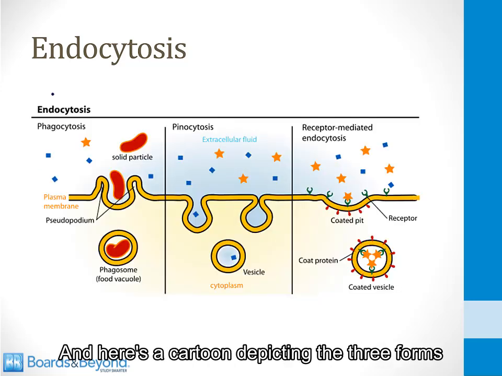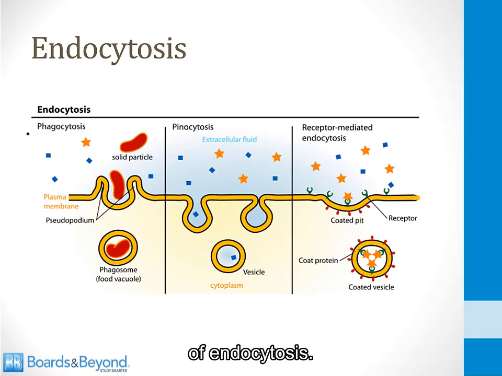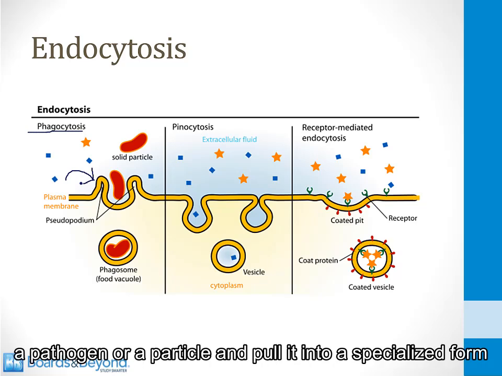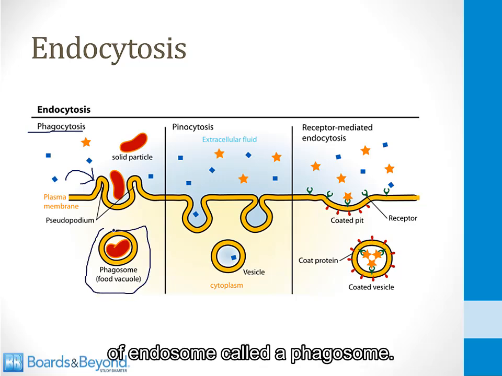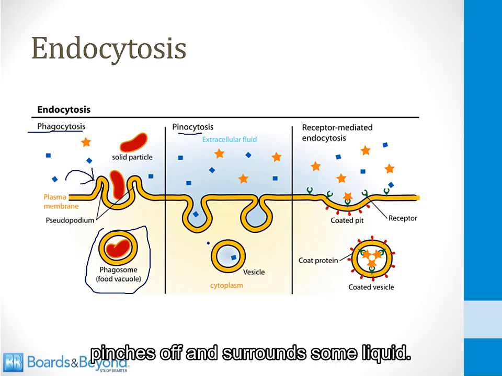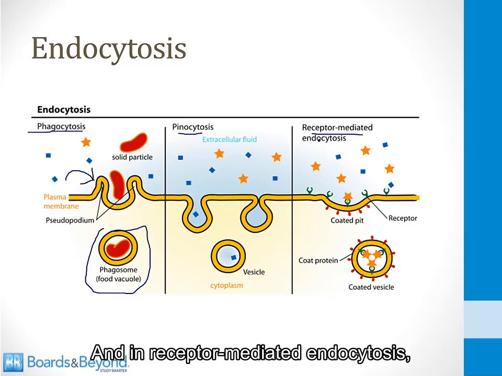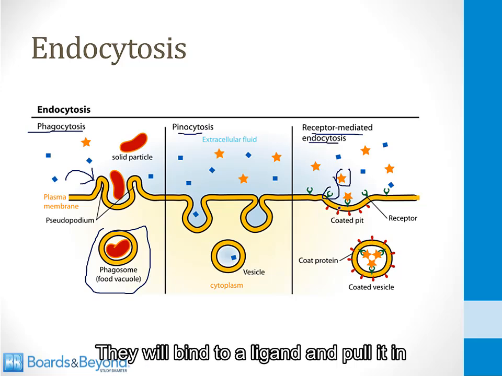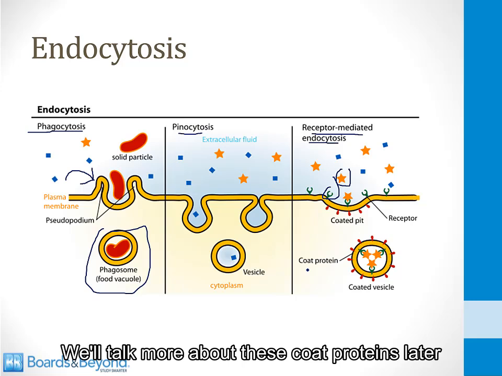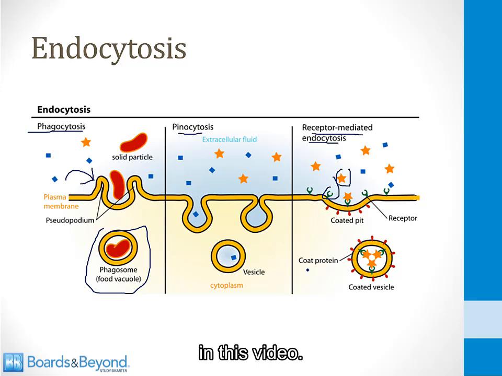And here's a cartoon depicting the 3 forms of endocytosis. In phagocytosis, little pseudopods form and surround a pathogen or particle and pull it into a specialized form of endosome called a phagosome. In pinocytosis, a little bit of the plasma membrane pinches off and surrounds some liquid. And in receptor-mediated endocytosis, there are little pits that have receptors. They will bind to a ligand and pull it in and form a coated vesicle, which has a coat protein. And we'll talk more about these coat proteins later in this video.